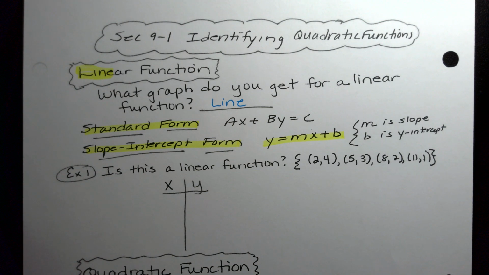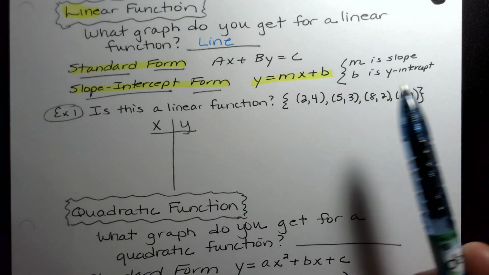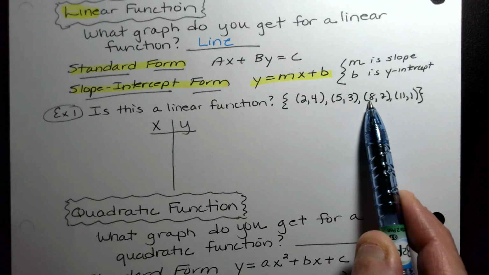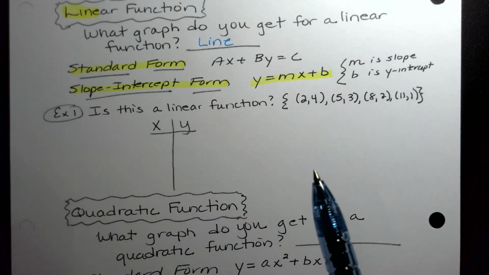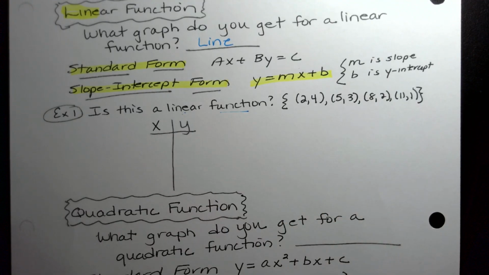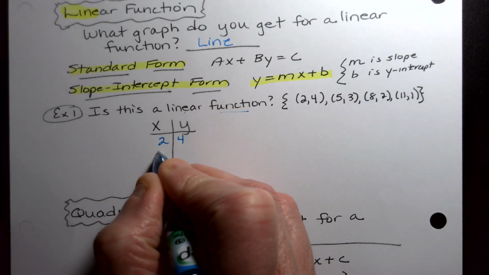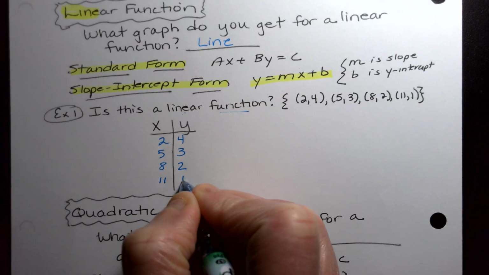Well, you can look to see if it's a function by simply making sure there's a one-to-one correspondence, right? So we can look and say, okay, the 2 only maps to a 4, the 5 to a 3, the 8 to a 2. Yep, my x's are all different. So we're good. It's definitely a function. But now to check for linear, we have to put it in our little chart here. So do you remember this? We list our 2, 4, 5, 3, do this with me, 8, 2, and 11, 1.